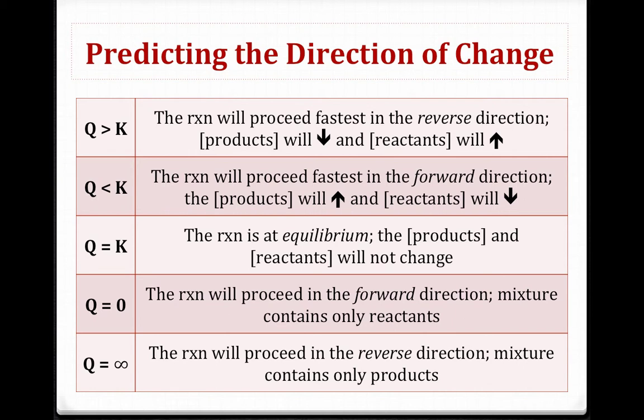So if Q is greater than K, the reaction is actually moving fastest in the reverse. The products are going to go down, the reactants are going to go up. If Q is less than K, the reaction is proceeding forward. The products are going up, the reactants are going down. That's going to be the most common. If Q is equal to K, the reaction has actually reached equilibrium.